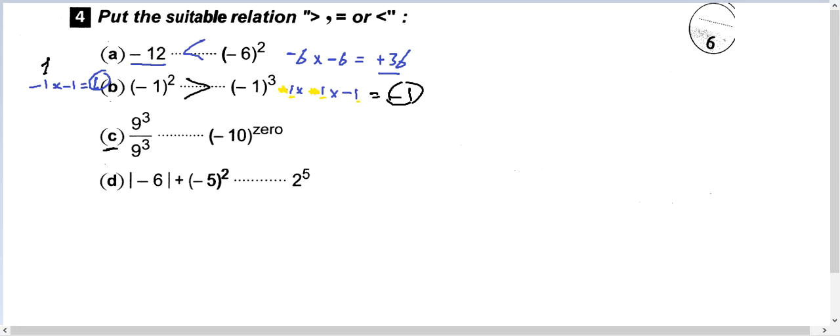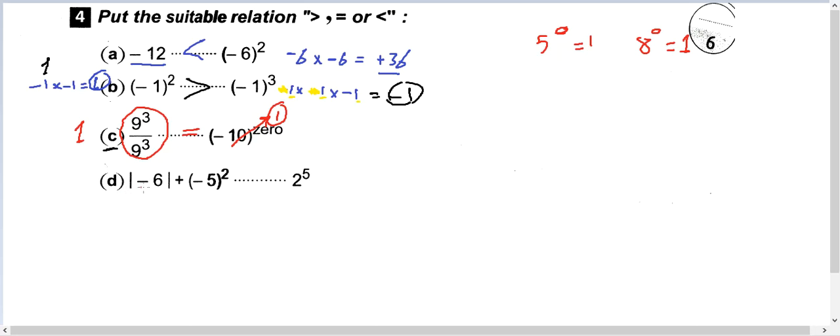Question C, he said 9 to power 3 over 9 to power 3. We said before, the numerator is the same as the denominator, so the result will be 1. Any number to power 0, the result will be 1. Again, 5 to power 0 equals 1, 8 to power 0 also equals 1, and negative 10 to power 0 equals 1. And here we have 1, so the sign will be equals.